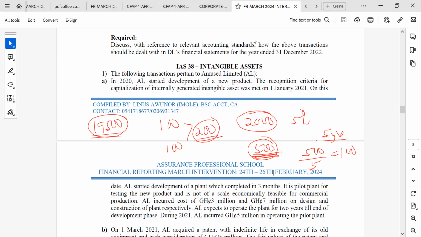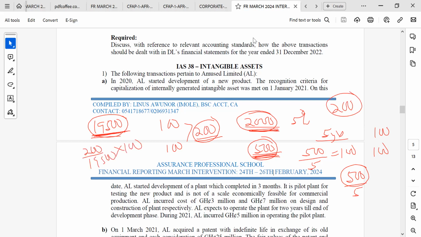The question now is what rate? Because instead of us amortizing the transaction cost every year, 100 plus the interest 100, we have decided to subtract it from this one. So we need to find a rate now so that if you apply the rate on this particular figure, it will give you 200 cedis as a total expense every year. So how do we find that rate? You have 200 over 19,500 times 100%. What are you getting?